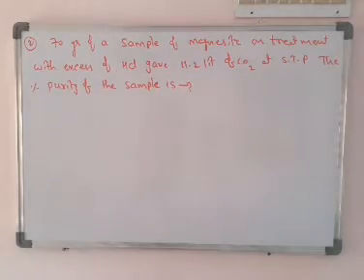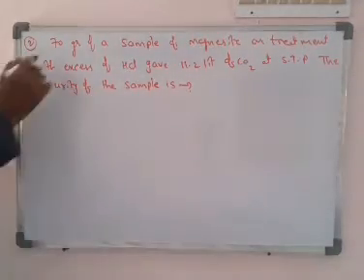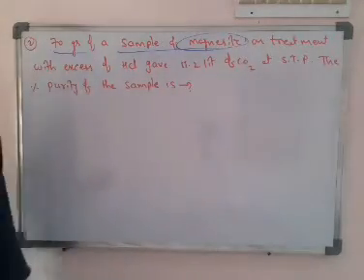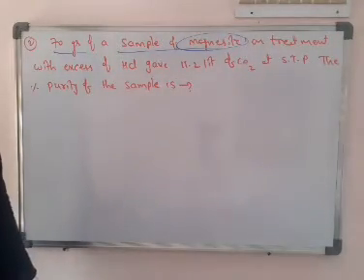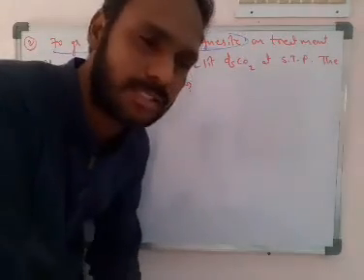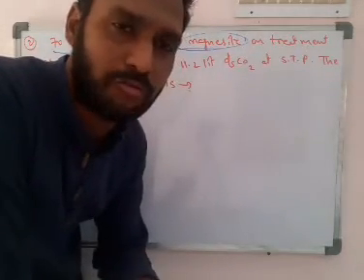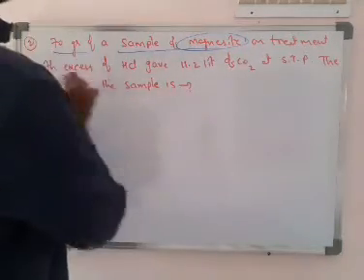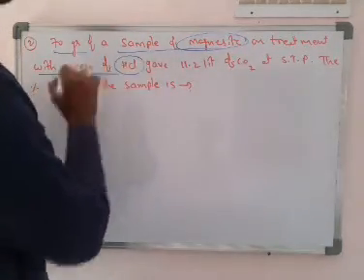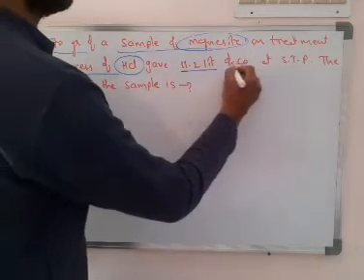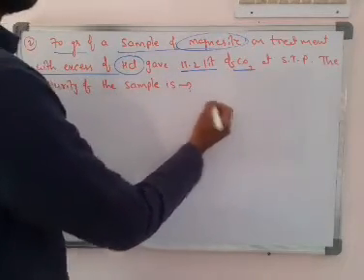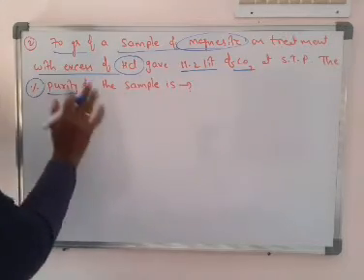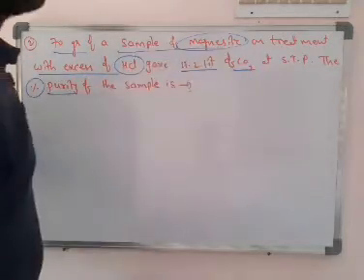Okay, see the second question. Here, 70 grams of a sample of magnesite. So in these problems we have to remember the formulas also. Magnesite is a mineral of magnesium, that is MgCO3. Magnesite on treatment with excess HCl gives 11.2 liters of carbon dioxide at STP. So find the percentage purity of the sample. We have to find the purity of that magnesite.